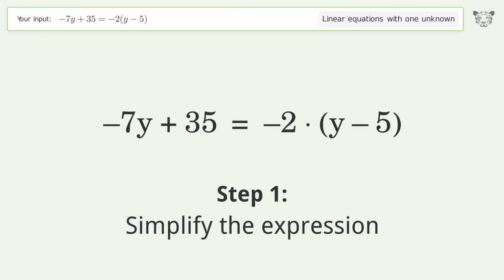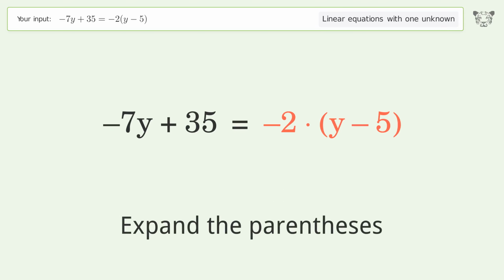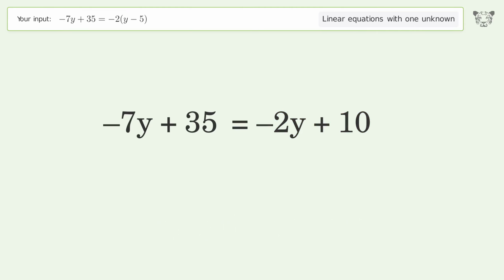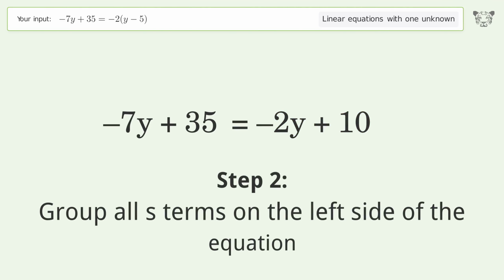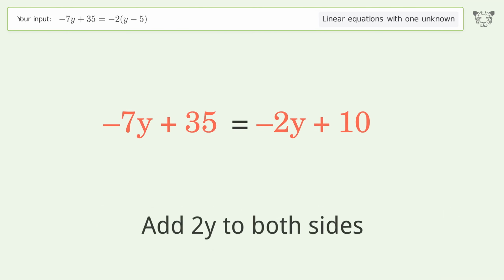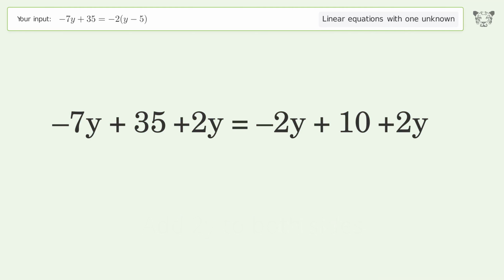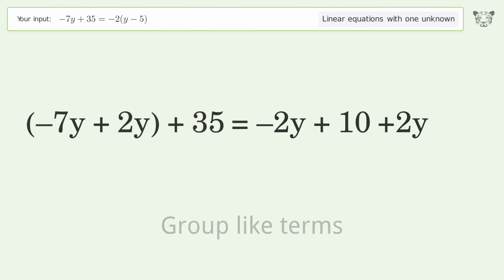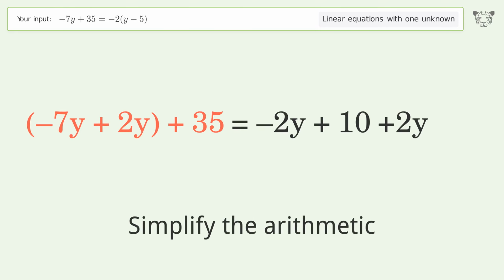Simplify the expression. Expand the parentheses. Simplify the arithmetic. Group all y terms on the left side of the equation. Add 2y to both sides. Group like terms. Simplify the arithmetic.